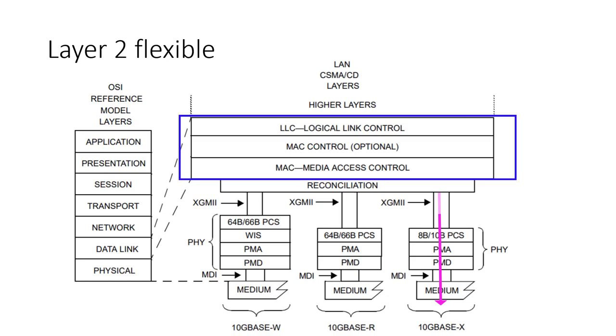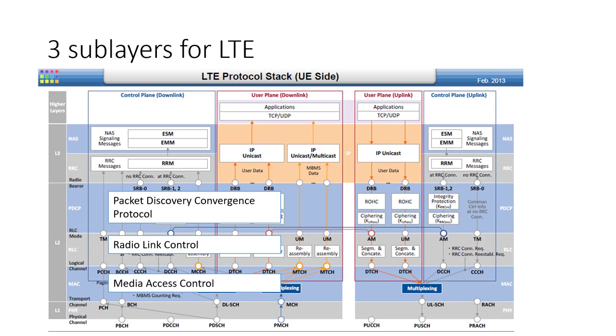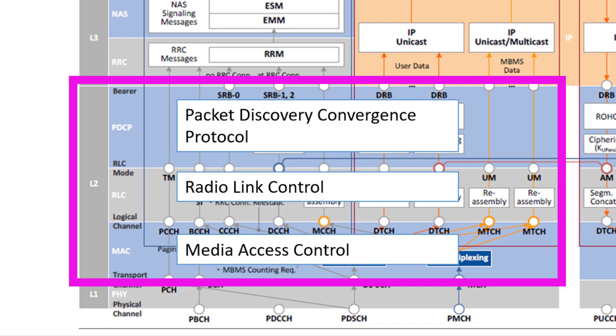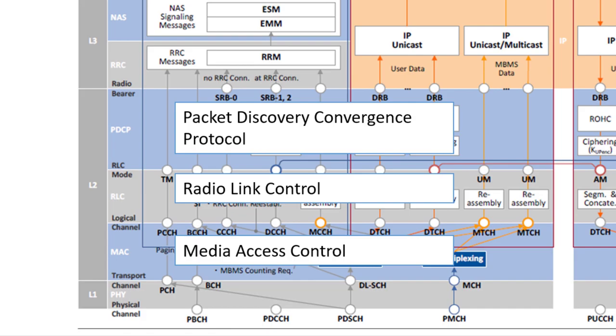The data link layer is complex. Three sublayers? Come on, Mr. V, isn't two enough? Actually, no. As you get into things like LTE, cellular, you'll see that we actually have three layers in the layer 2 protocol. So we've got the packet data convergence protocol, the radio link control, and the media access control. You can just look at this diagram and see the complexity facing LTE engineers.